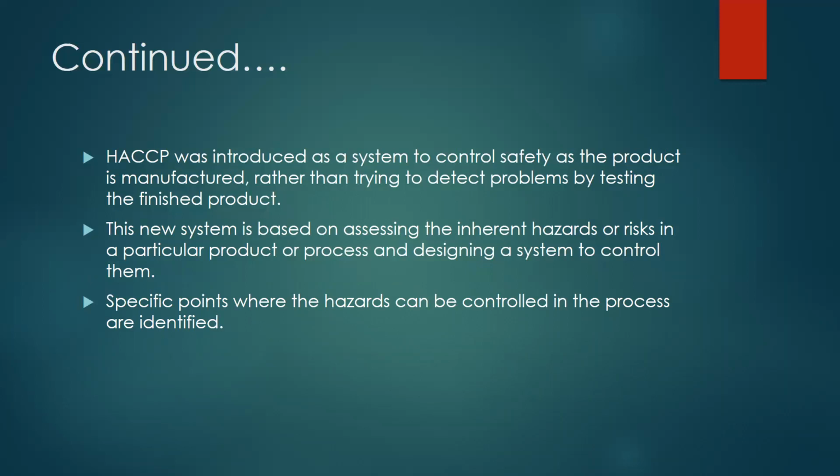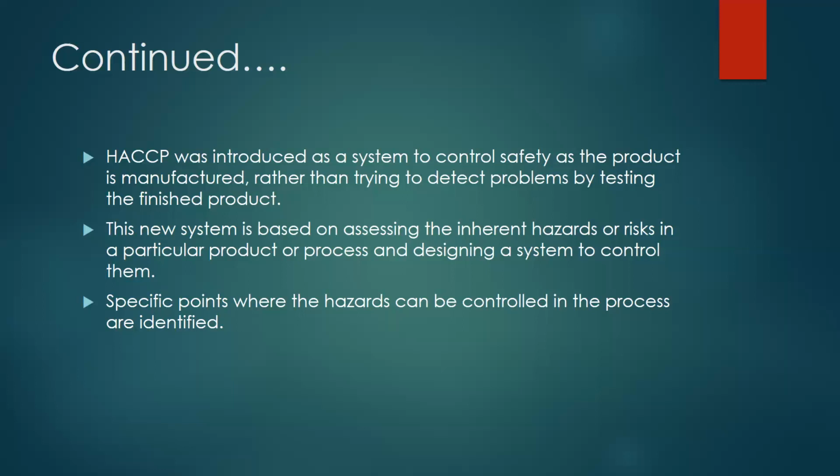HACCP was introduced as a system to control safety as the product is manufactured, rather than trying to detect the problem once the finished product is obtained. Okay, so this is an important point. HACCP is a plan, or we can say a food safety measure, which involves a number of steps in order to control the safety of the product during the manufacturing process.